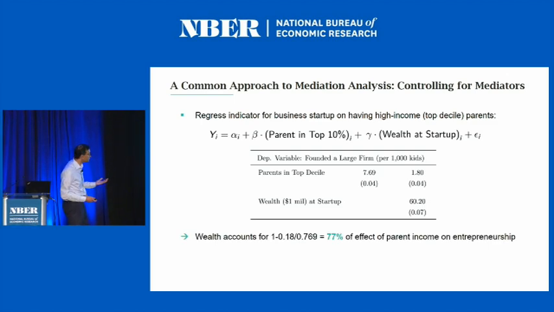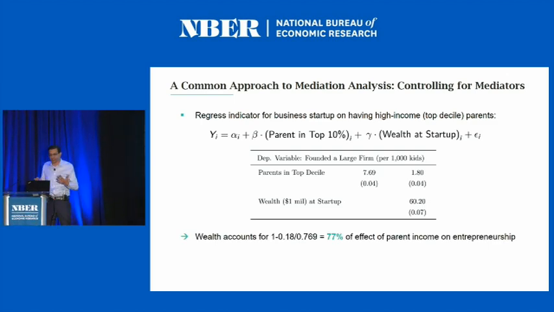You can see that the coefficient on the parents being in the top decile falls from 7.69 to 1.8. And so one interpretation of that is that in some statistical or accounting sense, wealth is accounting for 77% of the effect of parent income on entrepreneurship. So if you took the 77% number at face value, you would say wealth is clearly the most important determinant of this gap that we're seeing. And maybe tackling those differences in wealth through loans, tax credits, et cetera, is really going to change these entrepreneurship levels.